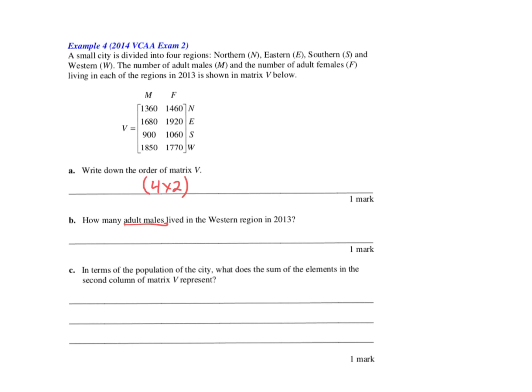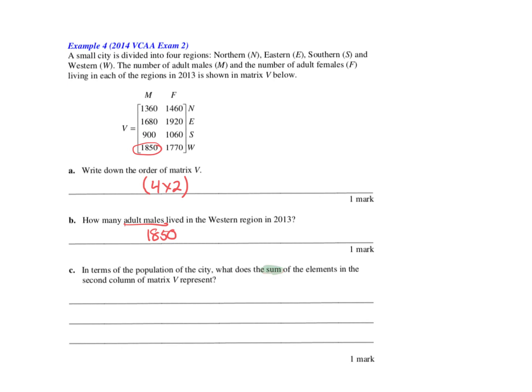How many adults lived in the western region in 2013? Adult males. So you go down the males to the western region. They're just testing that you can read what a matrix is. And in terms of population of the city, what does the word sum mean, boys? Yeah, it means plus.